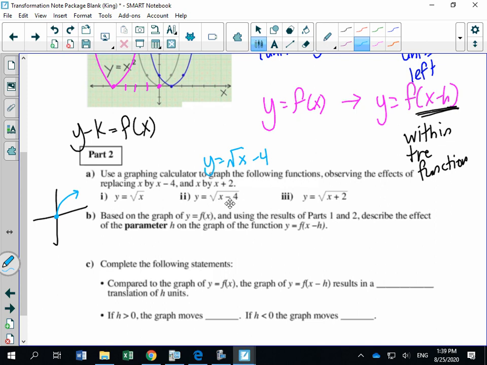So within the function, you have to say to yourself, okay, I'm within the function. That's my h value, right? H is always next to the x value. So my h value would be the opposite, which is 4. That's a horizontal translation, 4 units right. 1, 2, 3, 4. My translated graph would go here.